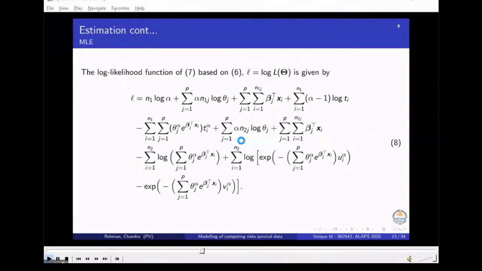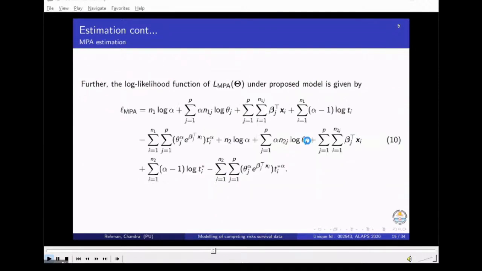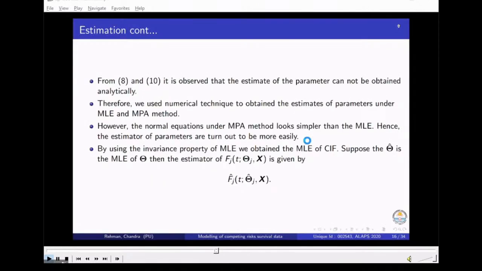The log likelihood function based on the assumed model is given by equation 8. Midpoint approximation estimation: in the MPA method, when the actual observation is marked by a random interval, then Ti is approximated by Ti star, that is the mean of the two endpoints, and the corresponding likelihood function is given by equation 9, and the log likelihood function based on the MPA method is given by equation 10.